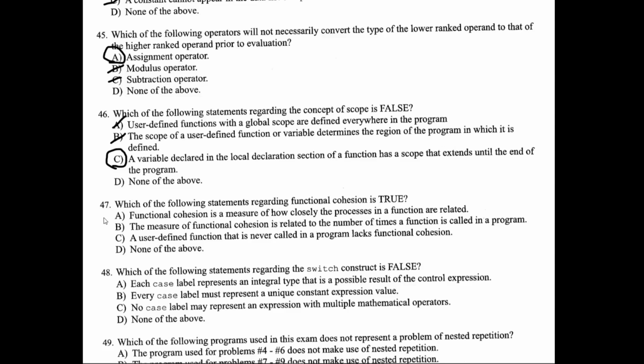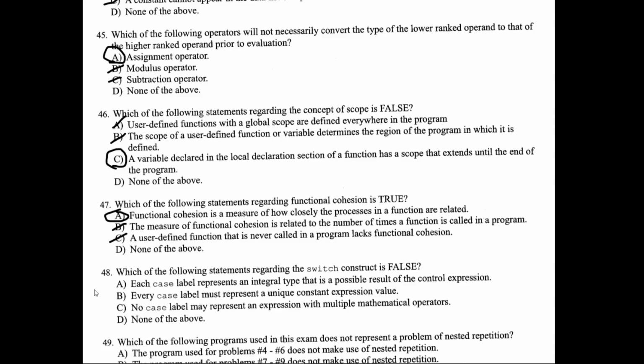47. Which of the following statements regarding functional cohesion is true? As a reminder, functional cohesion is the measure of how closely the processes in a function are related. So A, functional cohesion is the measure of how closely the processes in a function are related. That is true. B, the measure of a functional cohesion is related to the number of times a function is called in a program. That's false. C, a user-defined function that is never called in a program lacks functional cohesion. That is also false.